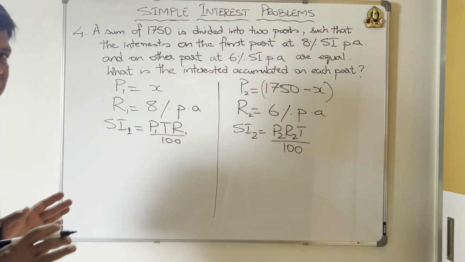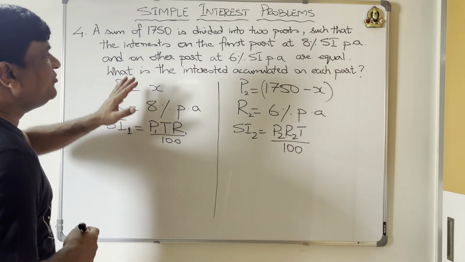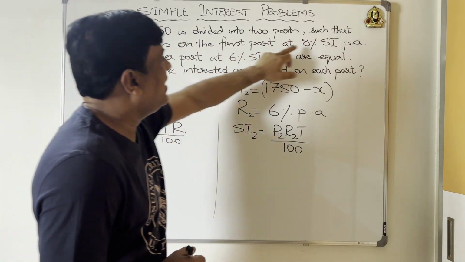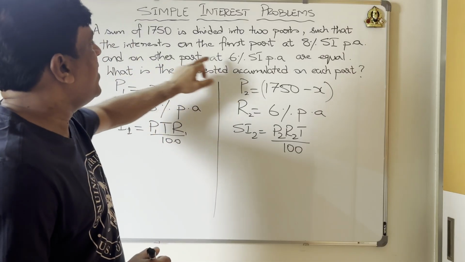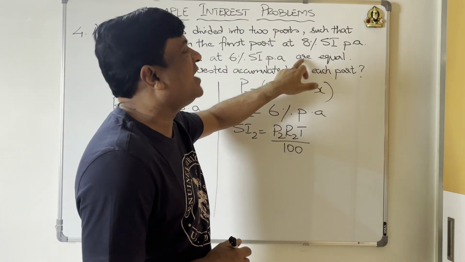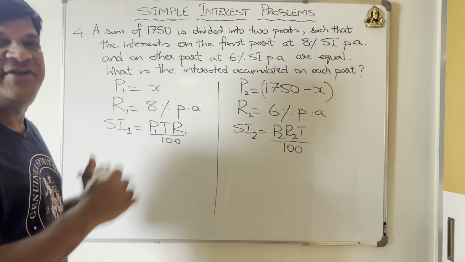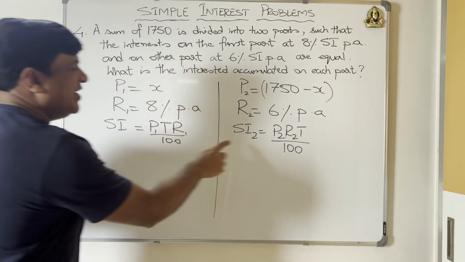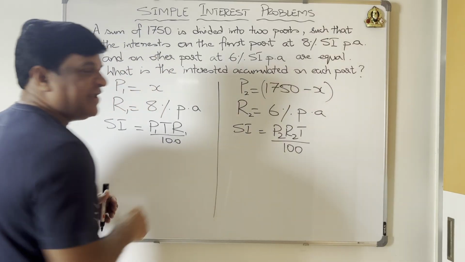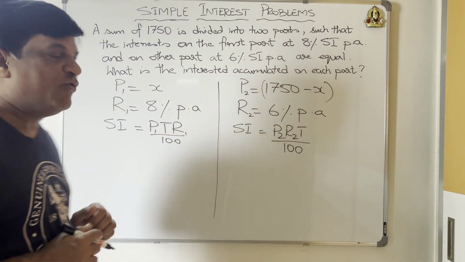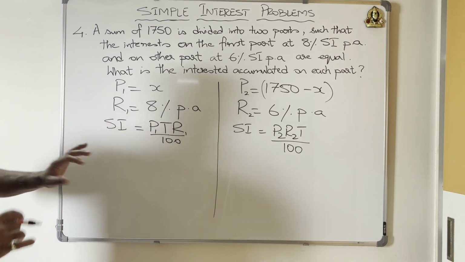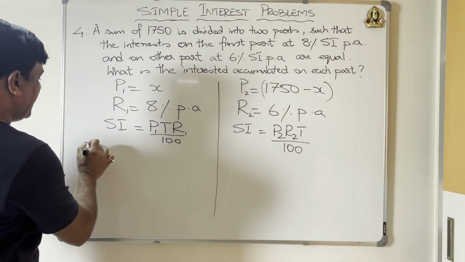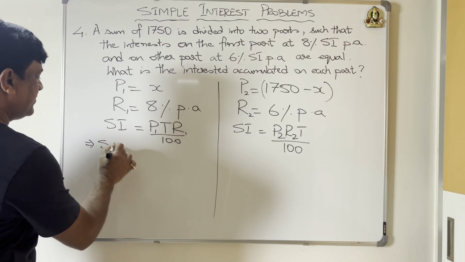Got it sorted out, right? Now, one more condition they have mentioned is that the first part at this rate and the second part at this rate, the interests are equal. The interests are equal. So what happens? Your SI will become the same in both cases. So now, with that information, let me start solving the problem. In the first case, what will be my SI?